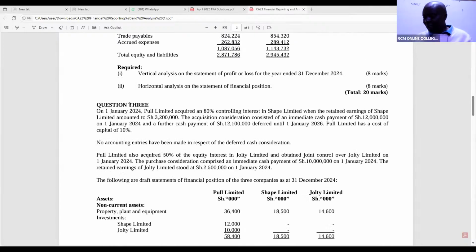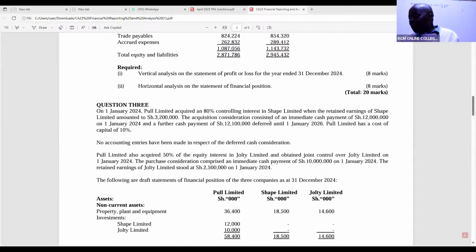Remember, goodwill is for the subsidiary. Don't start calculating goodwill for joint venture and the goodwill for associate. Don't do that. Those were old standards. So come here. On 1st January 2024, Pool Limited acquired 80% controlling interest in SHAPE. SHAPE is the one that we're interested in, when the retained earnings of SHAPE was this.